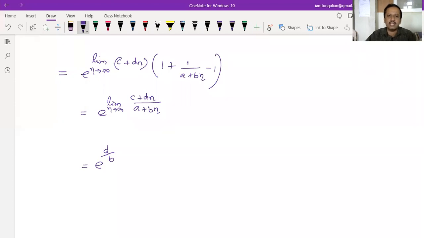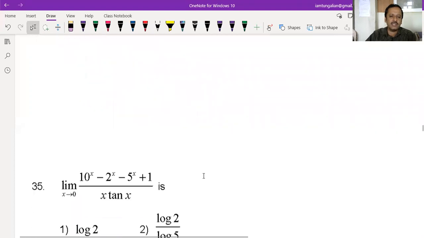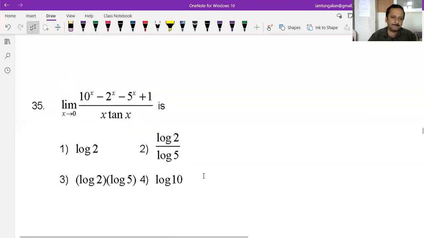E power d by b is the answer, which is the first option.